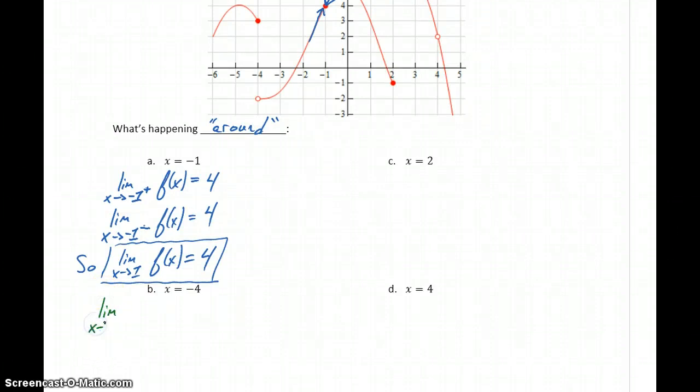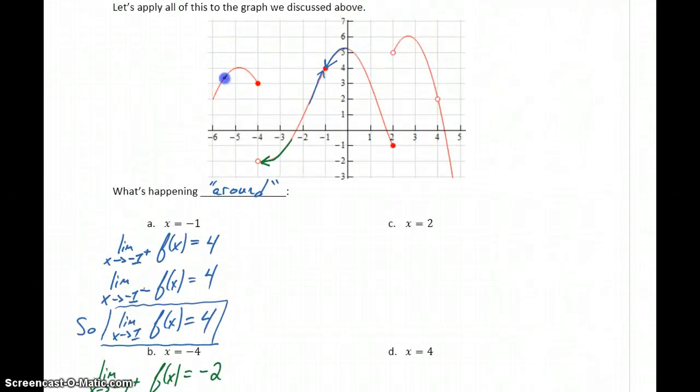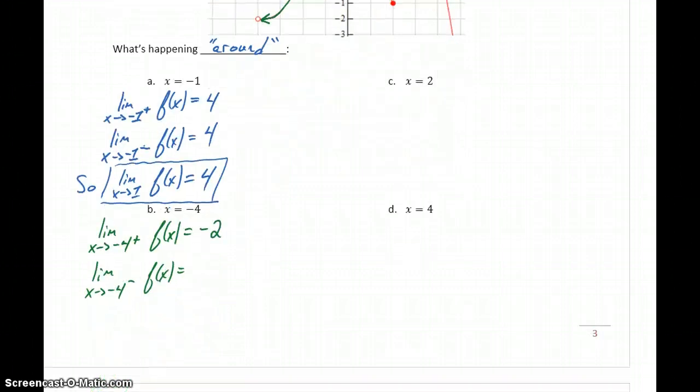So we'll start off the same way. We'll consider the limit as x approaches negative 4 from the right. So again, this is where we saw that our function is approaching two different values depending on which direction we're heading from. So as we approach from the right, we're approaching a function value of negative 2. As we approach from the left, again, by tracing along our graph, we see that we're approaching the function value of 3. So in this case, the right-hand limit, left-hand limit are not equal to each other.